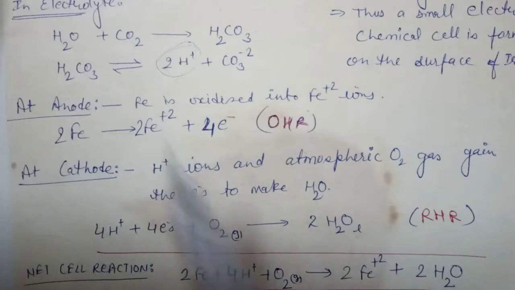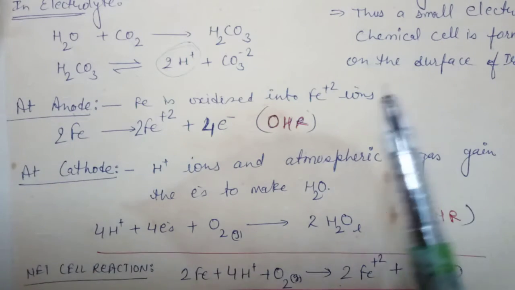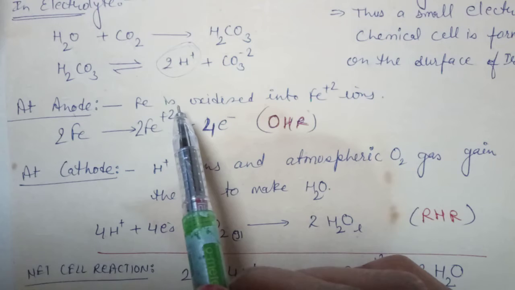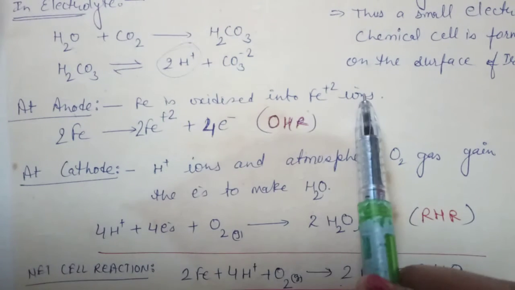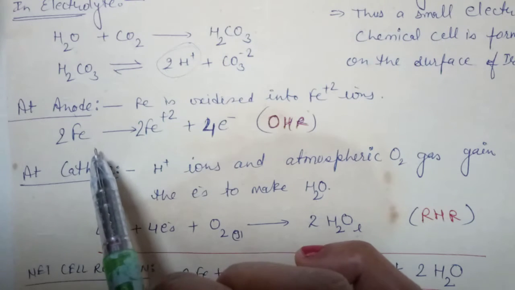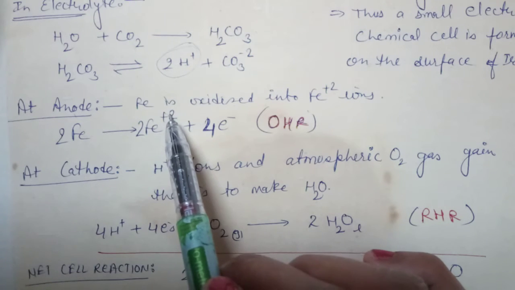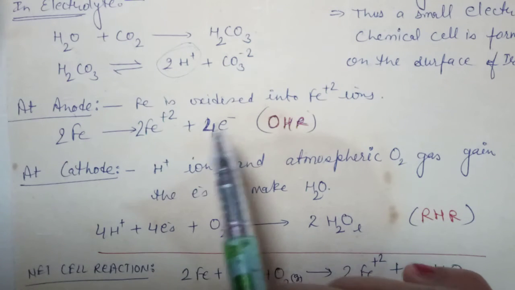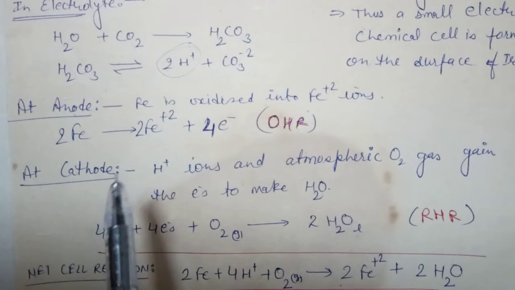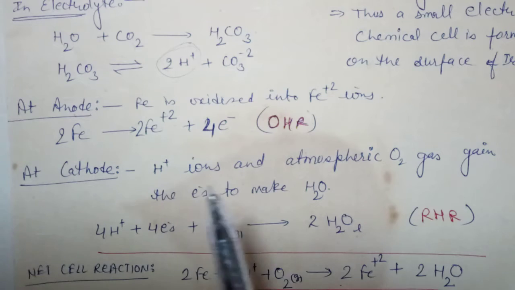Okay, we know at anode oxidation reaction takes place. So Fe, iron atoms, are oxidized into Fe2+ ions. Okay, we are taking 2Fe to balance the reaction, are oxidized into 2Fe2+ and releasing electrons. This is oxidation half reaction. At cathode, reduction half reaction takes place.